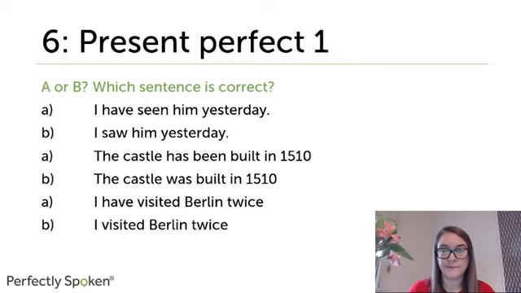So your task is to look at the pairs of sentences and tell me which one is correct. Sentence A, I have seen him yesterday. Or B, I saw him yesterday. A, the castle has been built in 1510. Or B, the castle was built in 1510. A, I have visited Berlin twice. Or B, I visited Berlin twice.